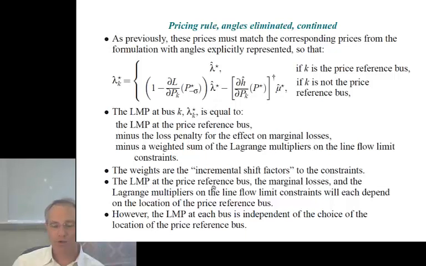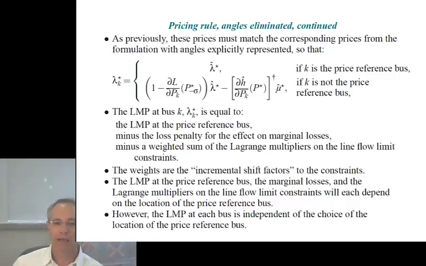The LMP at the price reference bus, the effect of marginal losses, and the Lagrange multipliers on the line flow limit constraints will each depend on the location of the price reference bus. However, when we combine them into the LMP at the bus, it will be independent of the choice of location of the price reference bus.